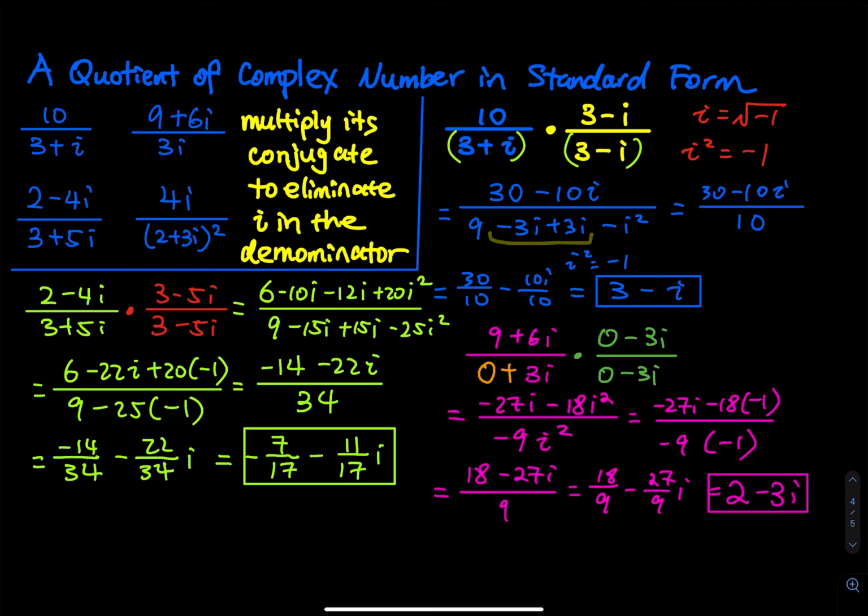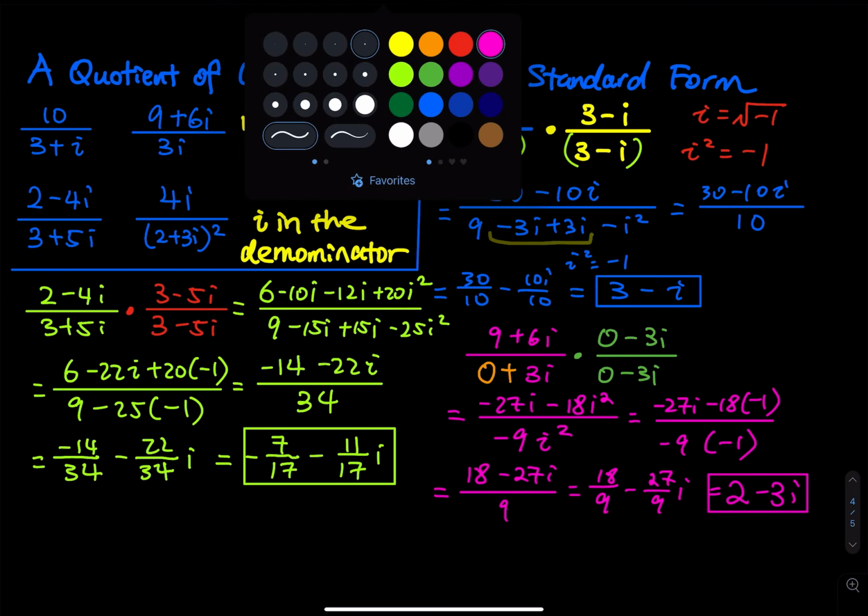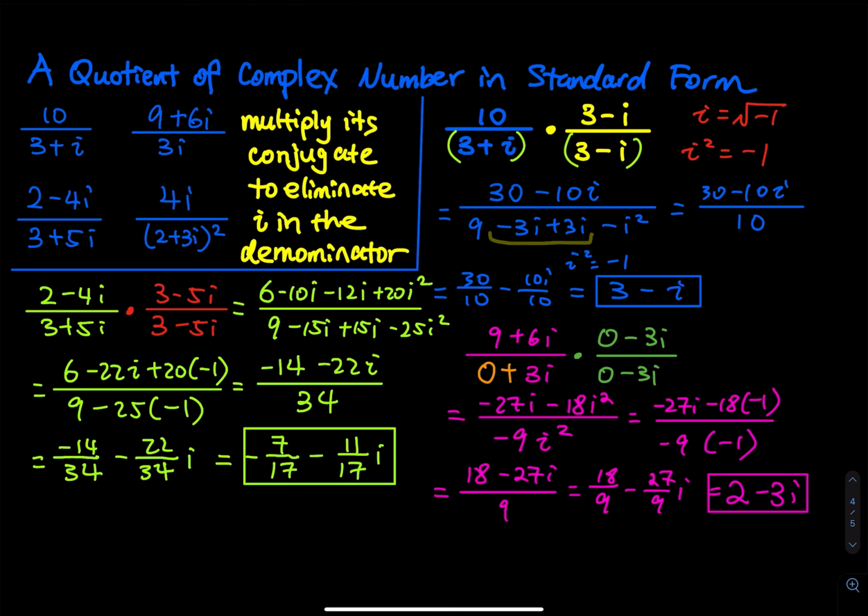How about the last one? The last one, the 2 plus 3i is squared. Can we just multiply? Can the conjugate just be 2 minus 3i squared? The answer is no. In the third case, you will have to fully expand the denominator. So let's do that in a different color. Which color should I use? How about we pick a purple? So 4i divided by 2 plus 3i squared. I'm going to do this, 2 plus 3i, and then 2 plus 3i.